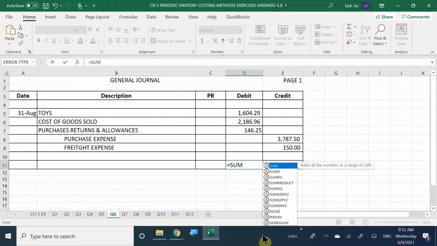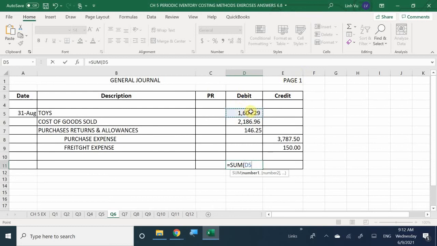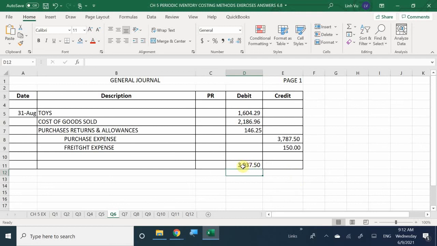So once again, before we do anything, we're going to double check our work. We have 3937.50 on the left, 3937.50 on the right. So therefore, our journal is good. All right.